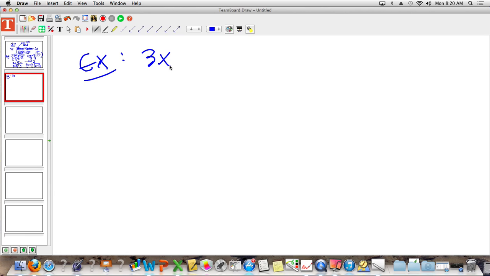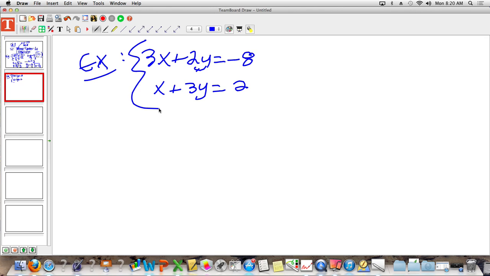All right. So we have 3x plus 2y is equal to -8, and x plus 3y is equal to 2. That is the system that we're starting with. We have to figure out what x and y is. What do I do?